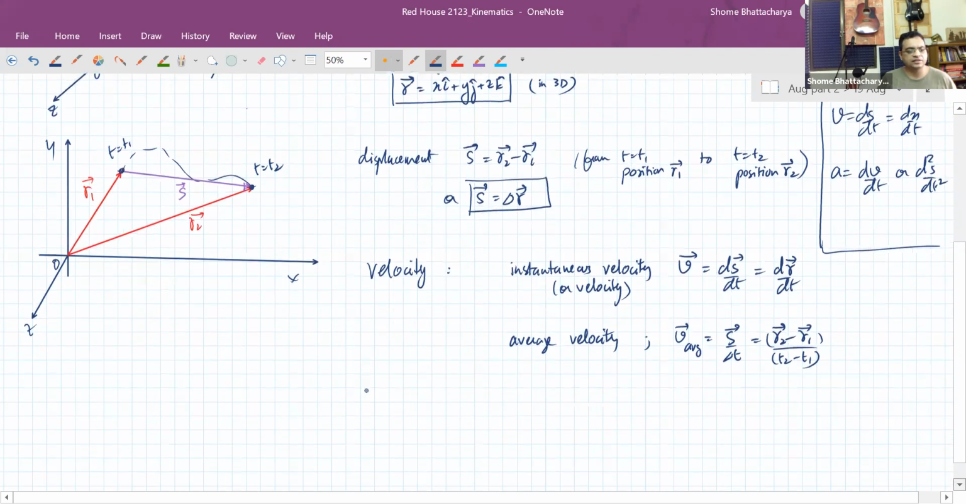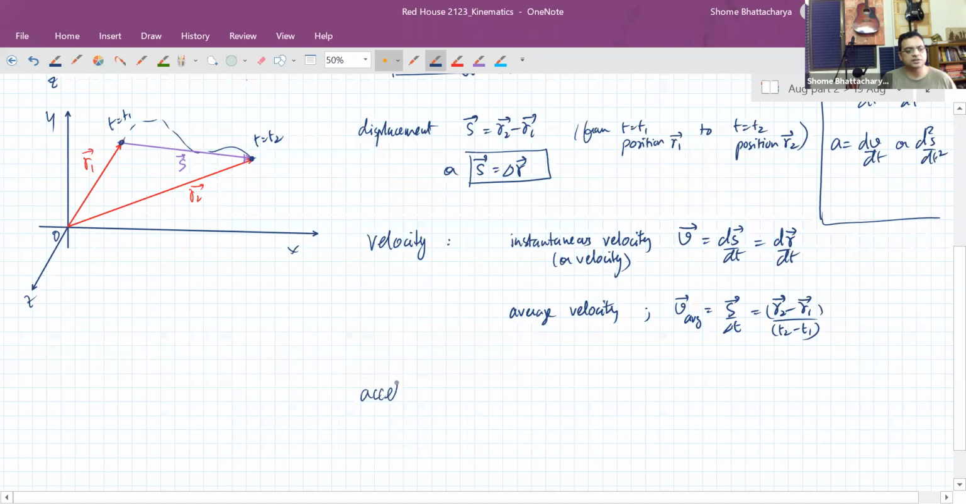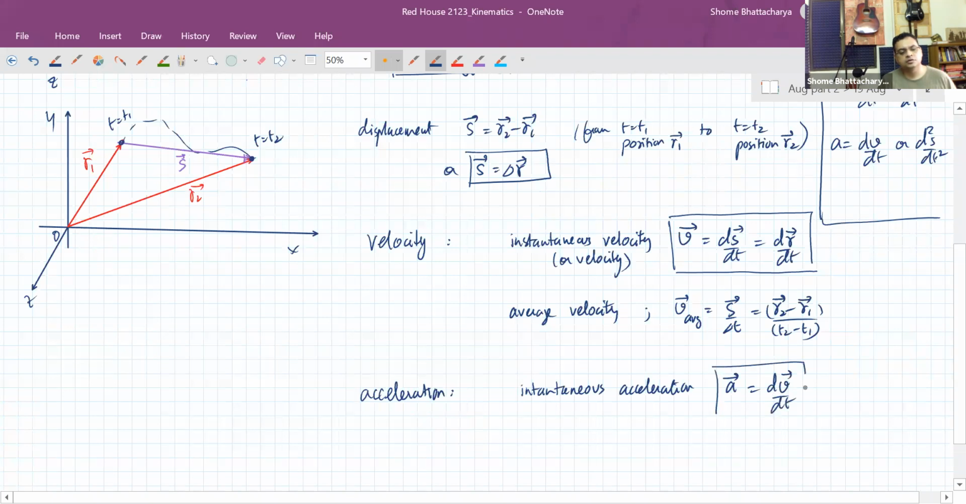So the third and final definition: acceleration. Displacement, velocity, and acceleration. Of course, position is also there, but the important things to do with motion are displacement, velocity, and acceleration. So acceleration is the rate of change of velocity with respect to time. So again, we define instantaneous acceleration as the instantaneous rate of change of velocity with respect to time.